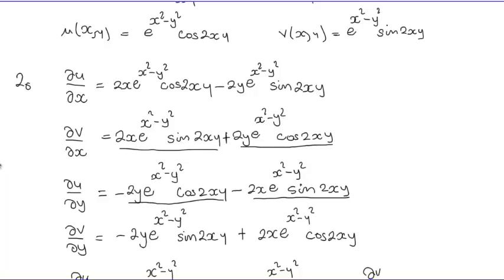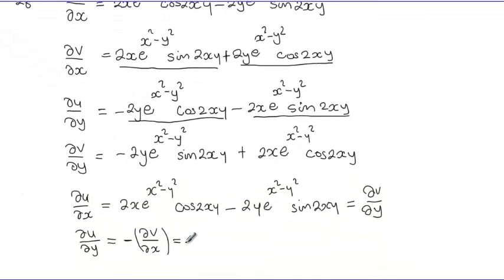So we can say here this is minus the derivative of v with respect to x, which is 2x e to the power x squared minus y squared sine 2xy plus 2y e to the power x squared minus y squared cosine 2xy.